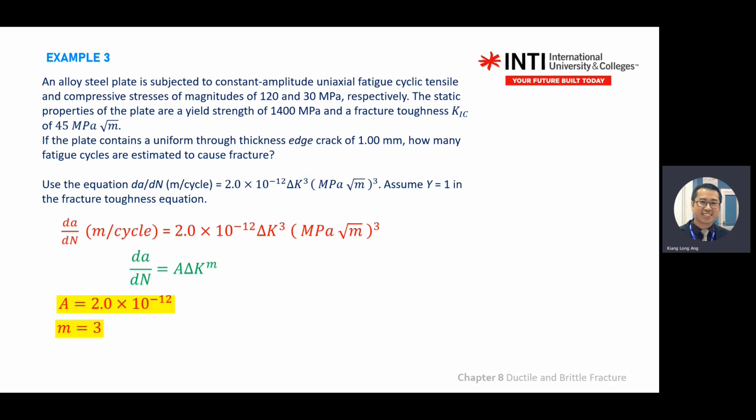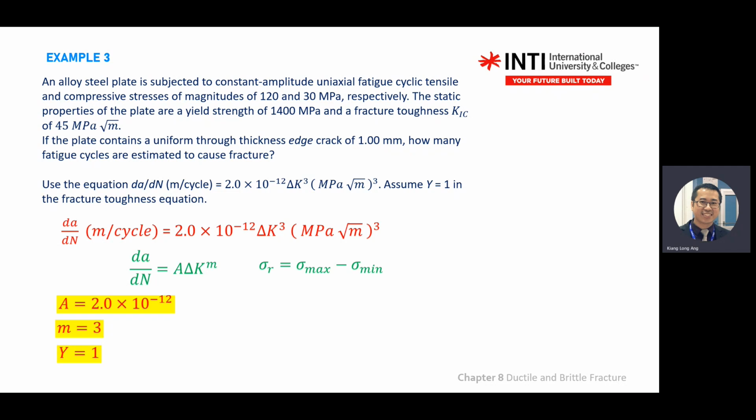Your m you get by comparing side by side. The green color is the standard or general equation. You compare it to the value given in the question. So m equals 3, Y equals 1, because the question will tell you to assume Y is 1. Again, in your test, if Y is not given, you assume 1.